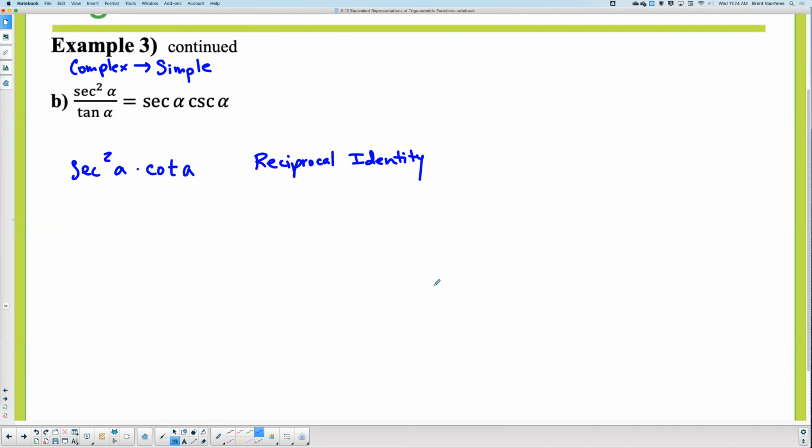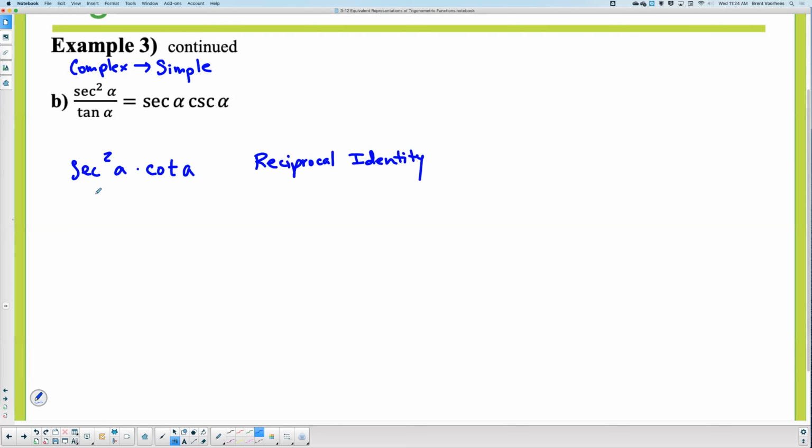Now, what I'm going to do here is simplify this to become this function right there. Do you follow? I know where I'm supposed to get. What I want to get to is secant times cosecant. Right now, I have secant squared times cotangent. So here's what I'm going to do.